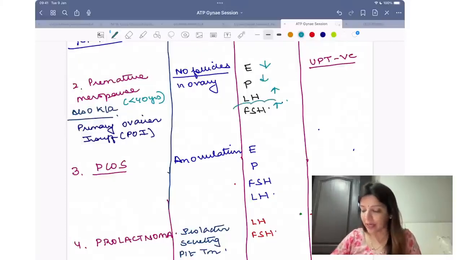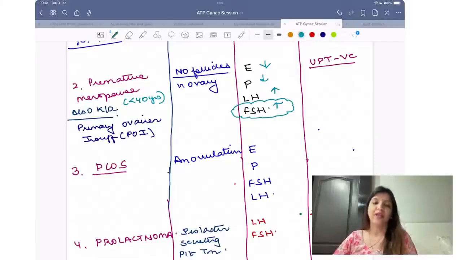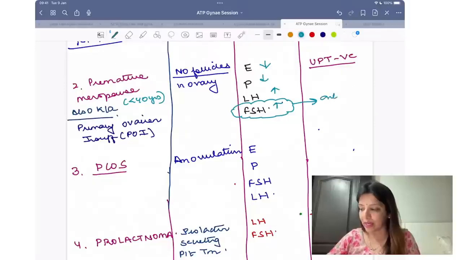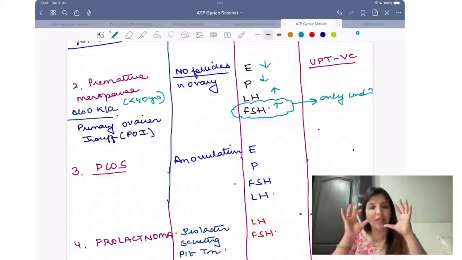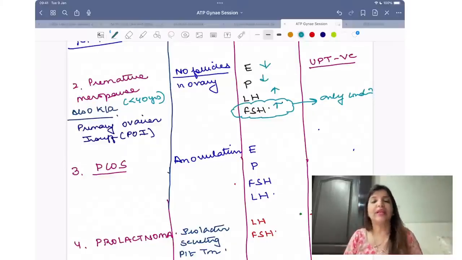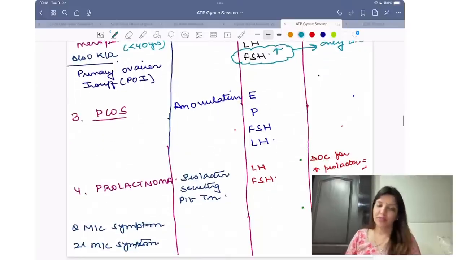जब भी question कहे FSH increased and secondary amenorrhea, this is the only condition जहां पे FSH high होगा and patient will have secondary amenorrhea. Whenever your question is saying FSH levels high, that means the problem is in ovary, right? And that means the problem is premature menopause. ठीक है? Then comes PCOS.